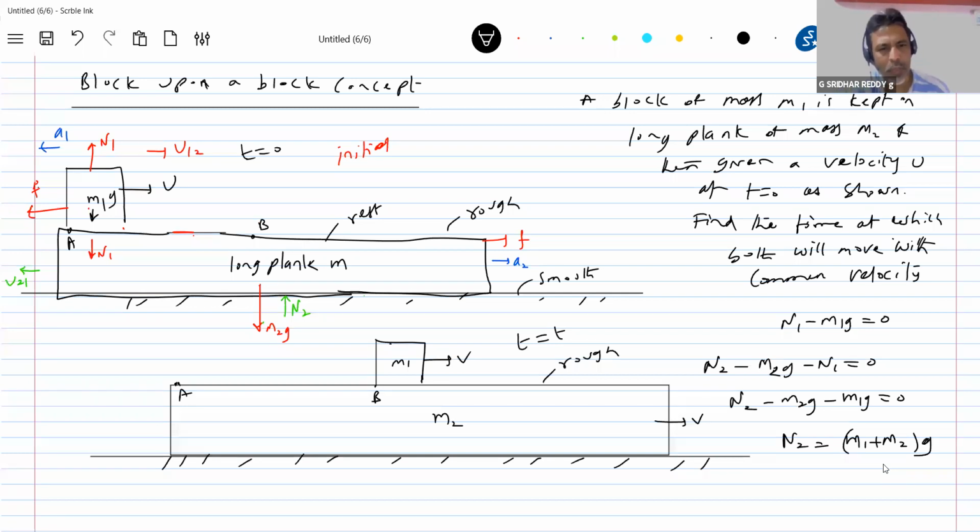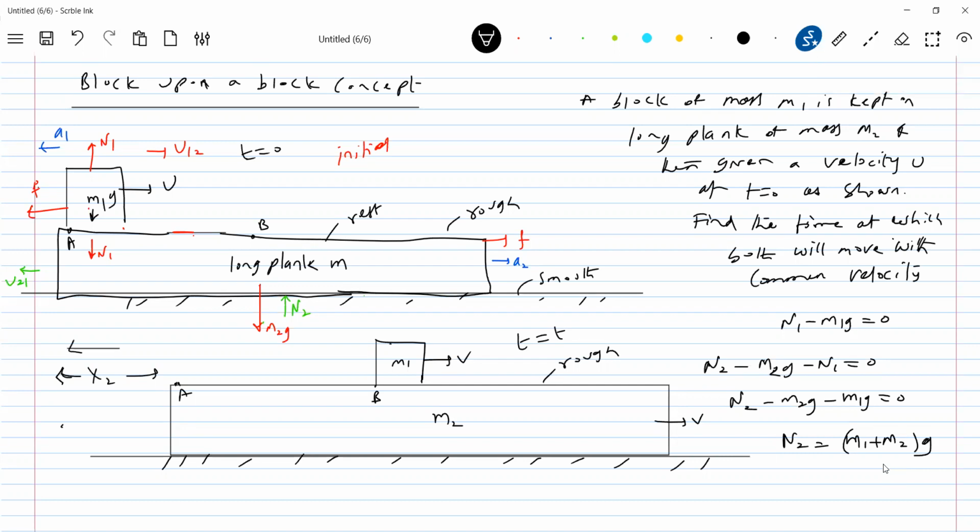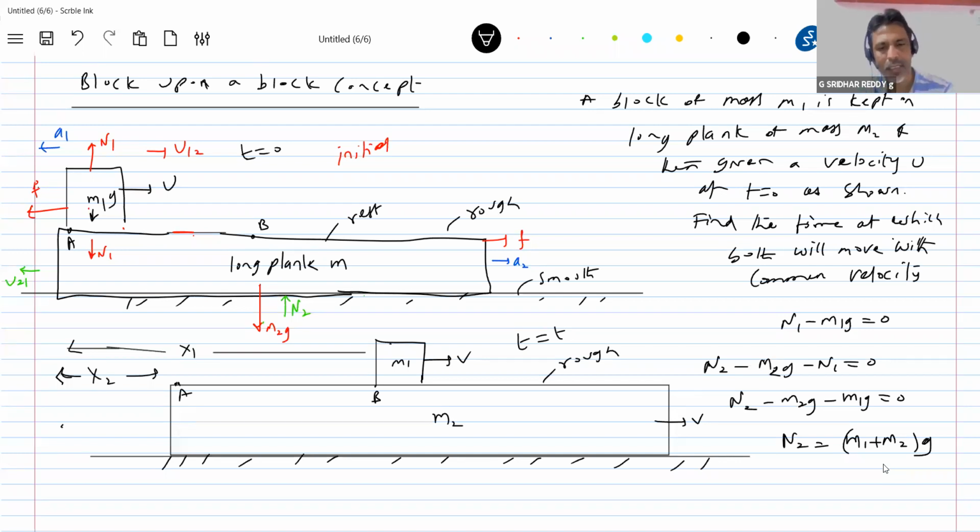Is there any displacement of the block with respect to the plank? Yes, there is. You see the plank also got displaced with respect to its initial position. The block also got displaced, no? What is X2? Displacement of the plank with respect to the ground. What is X1? Displacement of the block with respect to the ground. That X1 I'll indicate here. And what is the displacement of the block with respect to the plank? AB. We have to find out all these things. So first I want the velocity and time. How to bring that? Let's go for the calculation. So what is A1?